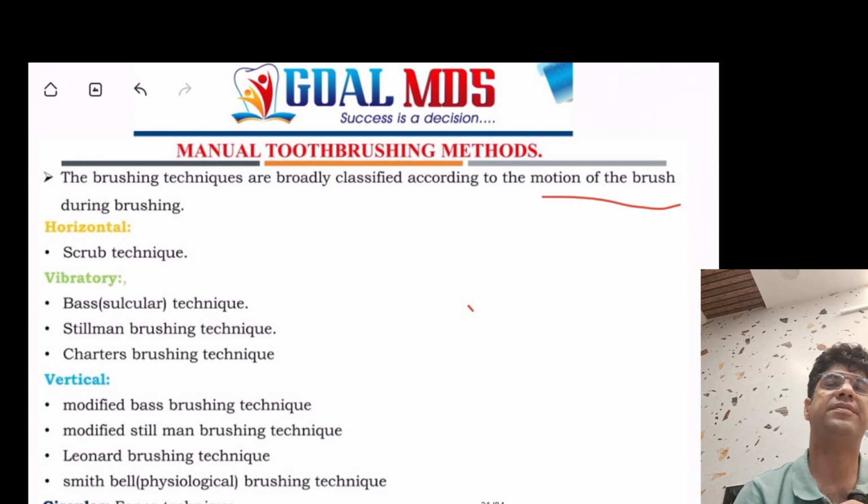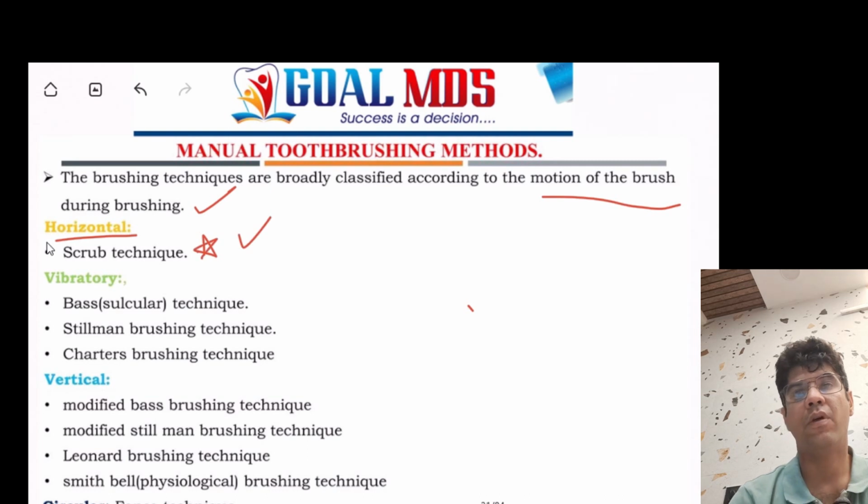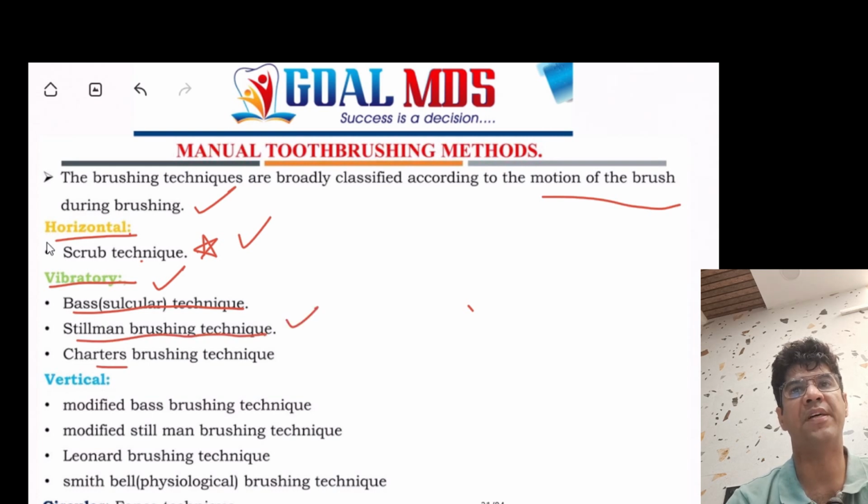So let us discuss the brushing techniques depending upon the motion of the brush during brushing. That is very important from your exam point of view. The first is the horizontal technique, which is also known as the scrub technique. Second, the vibratory method, that includes the Bass method or the circular method or Stillman brushing technique or Charters brushing technique.